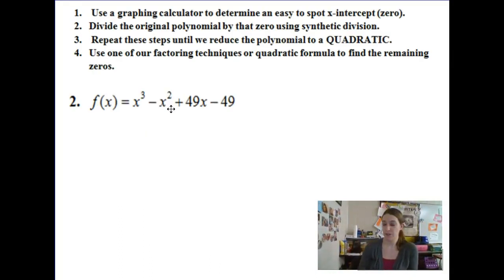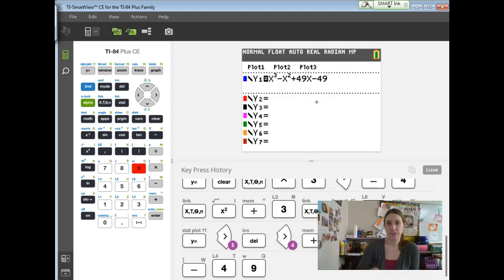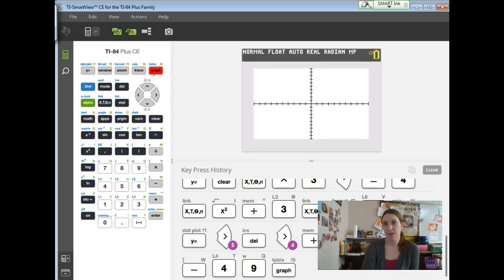All right. So this one, x to the third power minus x squared plus 49x minus 49. I'm going to pause my video. You pause your video. You need to get it typed into y equals. So I have my function typed into y equals. And when I hit graph, standard viewing window is probably fine.